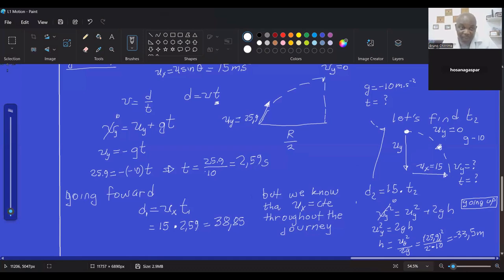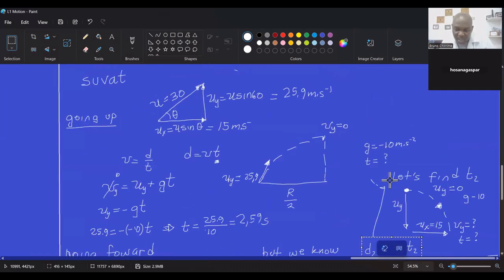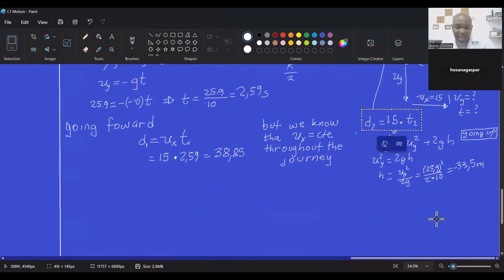Anyway, now why does this number help us? Because remember, we declared here that D2 will depend on 15 times time 2. But time 2 required us to calculate the height, so we could apply it in another equation. So I'm looking for that equation. It might be hidden here. So let me just go up a bit. I'm looking for space now. Oh, so we still have ample space.